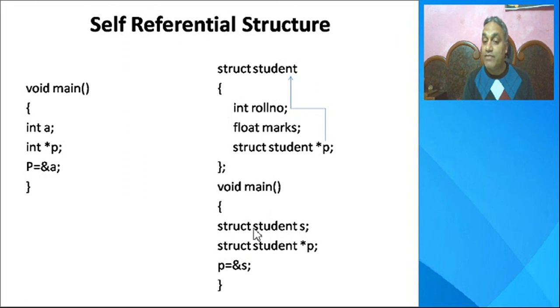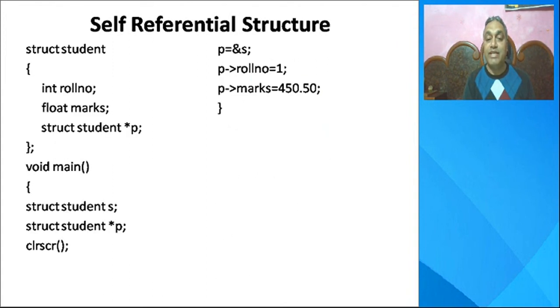In the main part, I have created a variable s using the struct student statement, and I have also created a pointer variable p whose data type is struct student. Now p can store the address of s. In p, I have stored the address of s, and using the pointer variable, we can access the members of the structure using the arrow operator. So roll number and marks can be accessed using the pointer variable p. So this is all about self-referential structure.